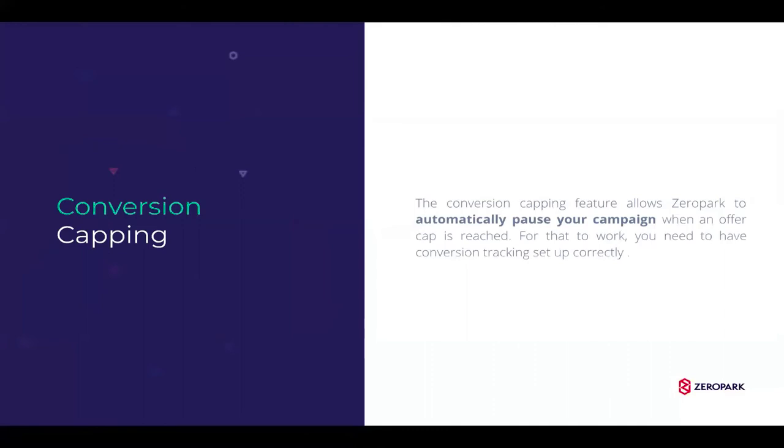That's why being able to set the same cap in the Zeropark platform prevents you from spending money on traffic and conversions you wouldn't get paid for, thus saving you both budget and time. The conversion capping feature allows Zeropark to automatically pause your campaign when a cap is reached. For that to work, you need to have conversion tracking set up correctly.